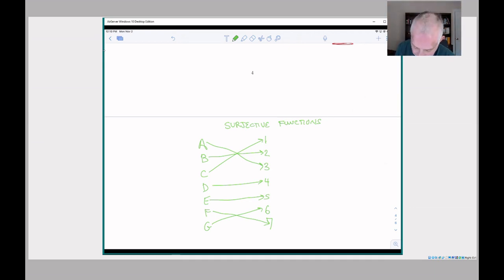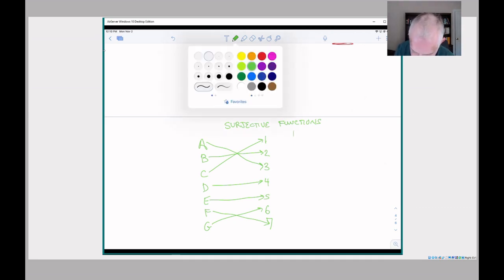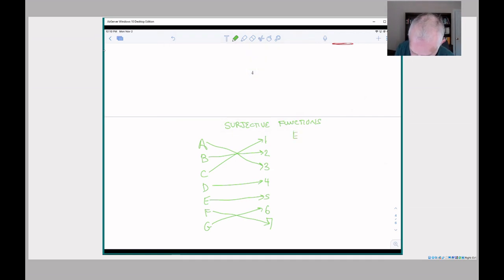So every element in the codomain has to be paired or matched with at least one element from the domain. But both sets have 7 elements.